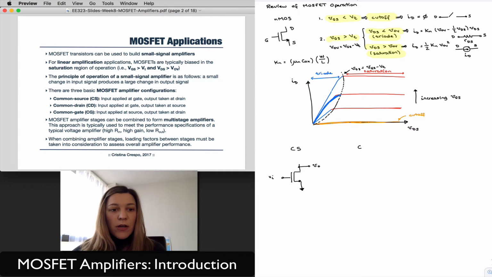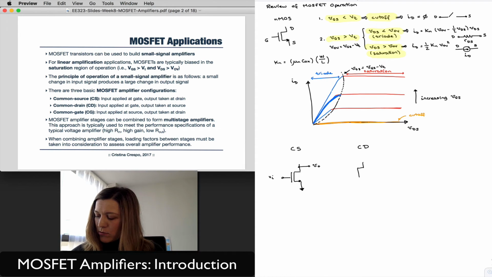In a common drain amplifier, the drain is the common terminal, and so we will have our input applied at the gate and our output taken at the source. Now I've tied the source to ground, but that's incorrect. Normally that wouldn't be tied to ground. It will at least be connected to ground through a resistor. But that will be where our output will be taken, the out.